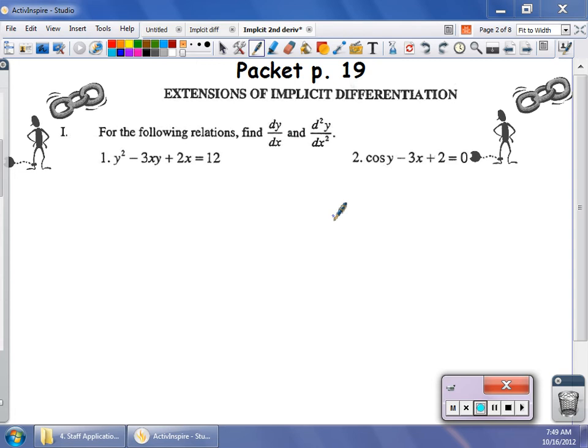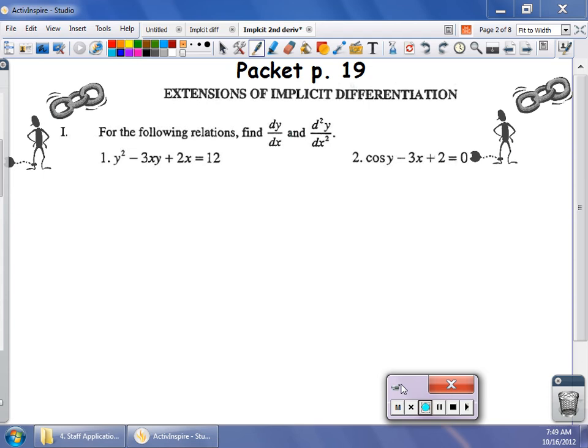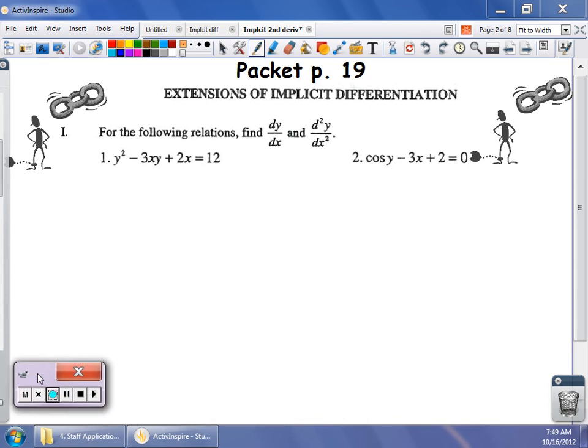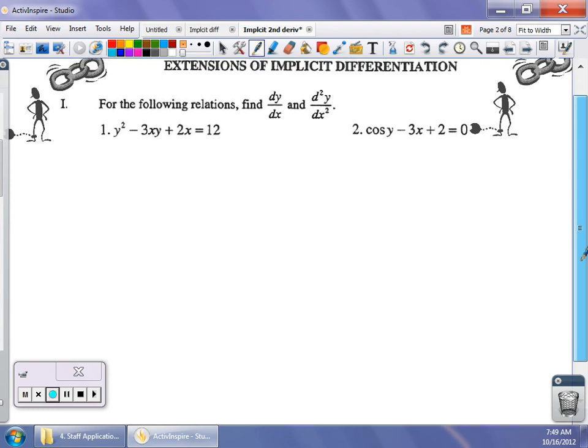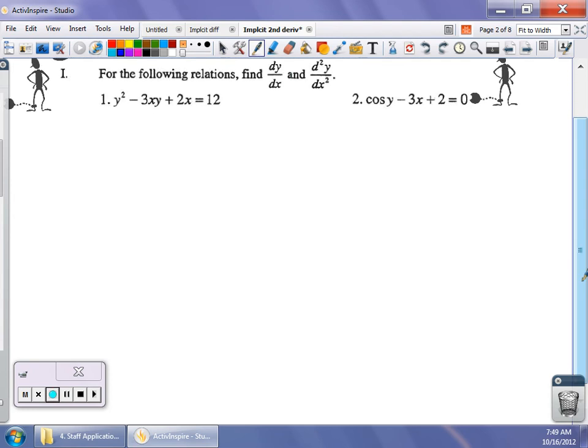It's the same process. So to find the second derivative, which is what we're asked to do here for the following functions, find dy dx, which is the first derivative, and then we're to find the second derivative. So we'll start just like we did before with implicit differentiation. Again, I'm working problem number 2. So we start by finding the first derivative.